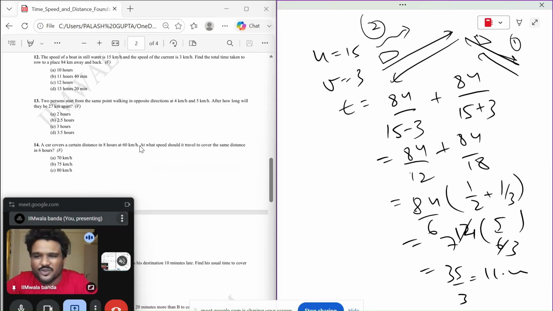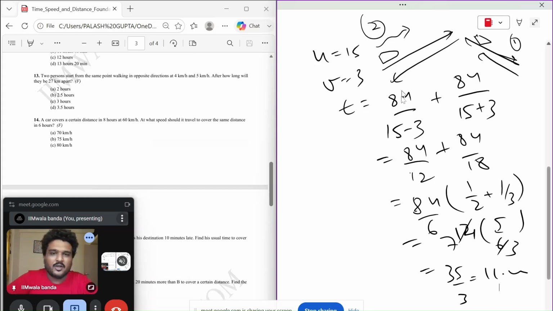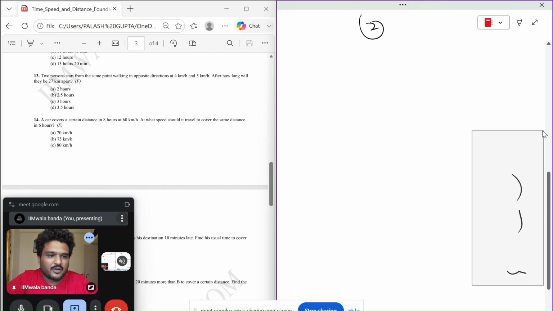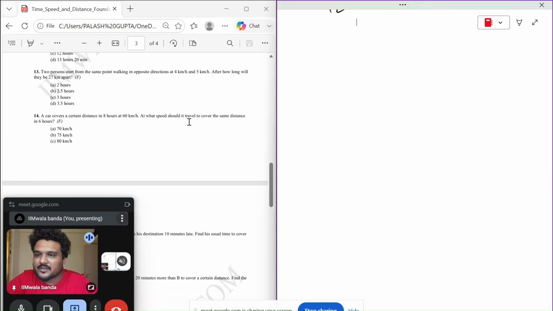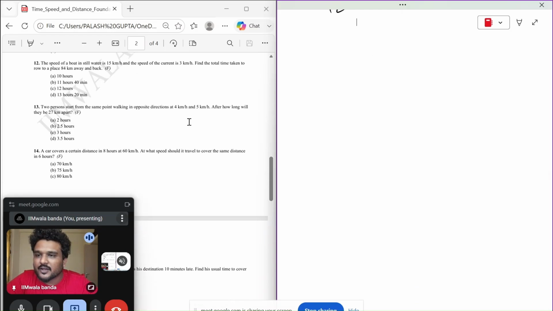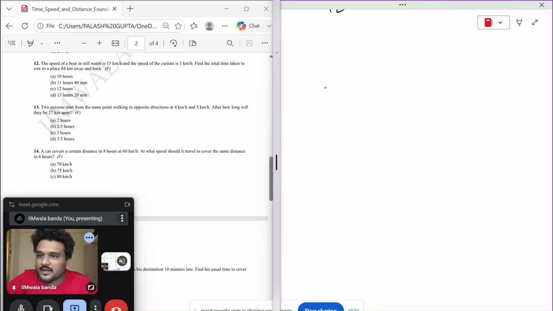So go ahead, don't solve the entire thing. Keep your eyes on options all the time. Don't calculate what is not mandatory to calculate and waste your time. Question number 13. Two persons start from the same point, walking in opposite direction.